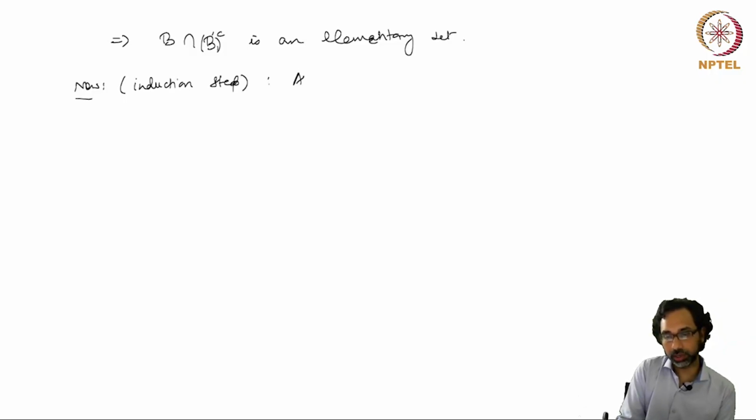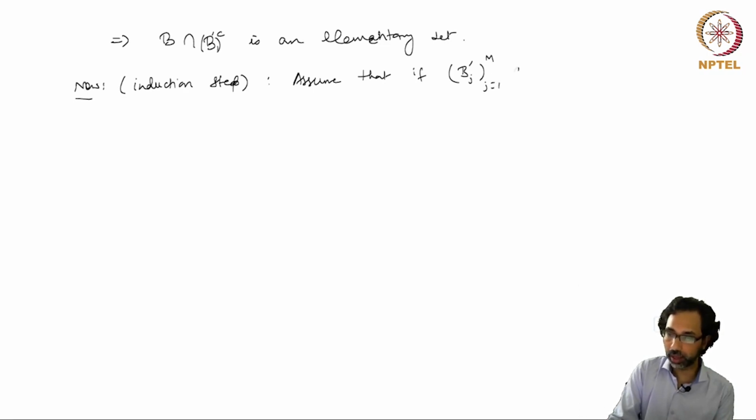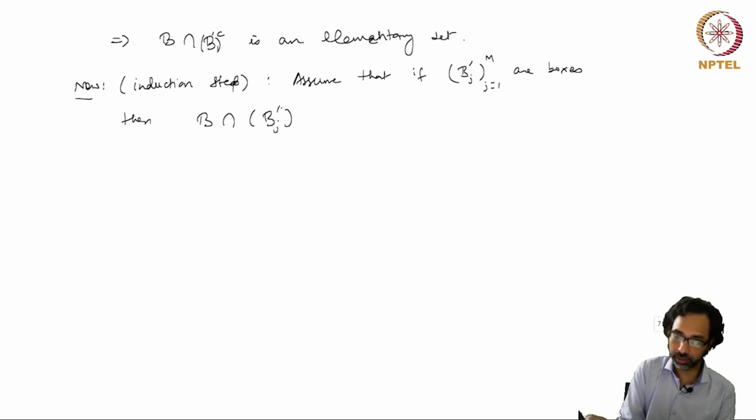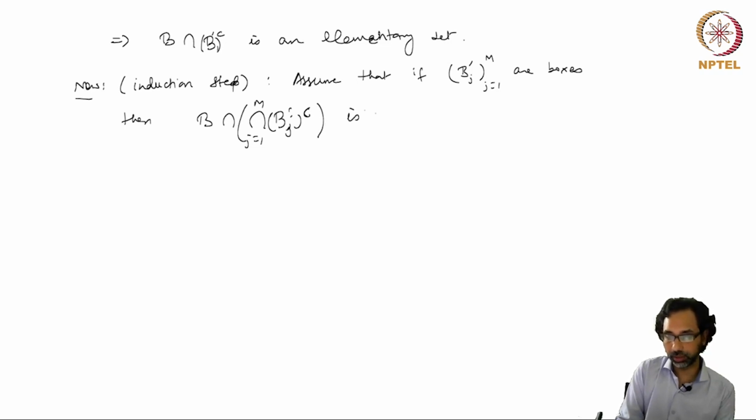The induction step is to assume that if Bj prime, j equal to 1 to m, are boxes, then B intersection of these Bj prime complement, j equal to 1 to m, is an elementary set.